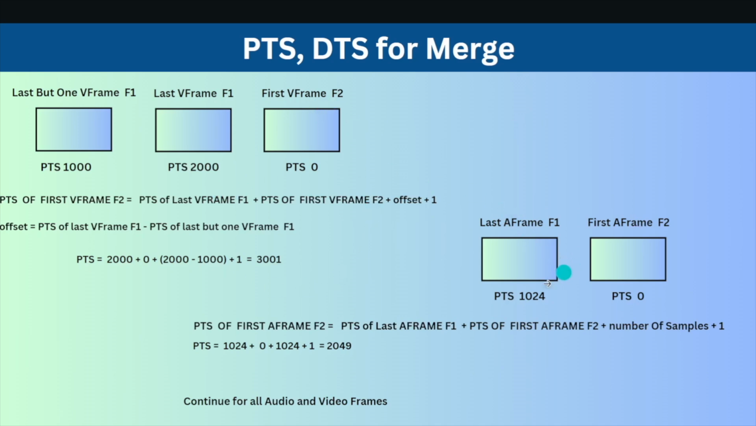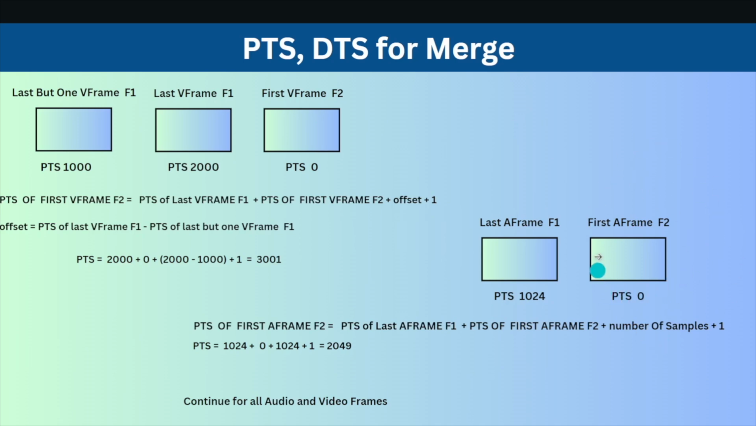When it comes to the audio frame, we don't need the details of the last but one audio frame. We just need the last frame and first frame. This timestamp is 1024 and this timestamp is 0, which is not good because it will overlap with the audio frames of the first file. So how to determine the correct PTS for the first frame of the second file? It's the same: 1024 plus 0 plus the number of samples of the frame, because here the specs are the same. That's why I mentioned that specifications are very important here. So it turns out to be 2049 as the timestamp for this frame.